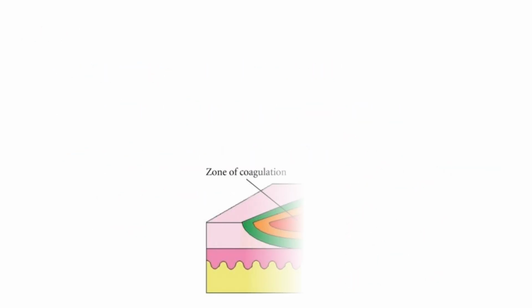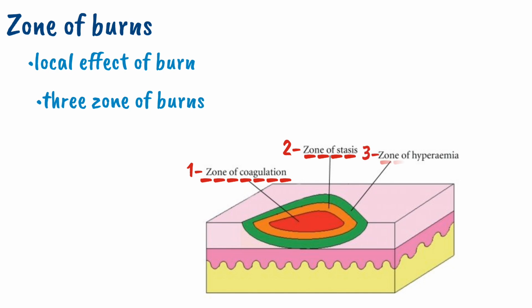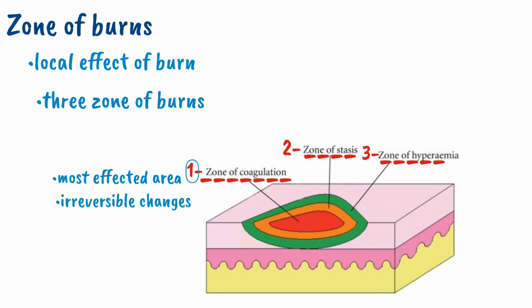Now let's discuss the zones of burns. By the zones of burns we mean the local effect of burns, that is, how our body will respond to the application of thermal energy. There are three zones of burns. The first is the zone of coagulation, the second is the zone of stasis, and the third is the zone of hyperemia. The zone of coagulation is the area where the thermal energy is applied. It is the most commonly and most severely affected area, and the changes which occur in this zone are irreversible, meaning that the coagulative necrosis will not revert, and the depth of coagulation corresponds to the temperature and the duration of exposure.